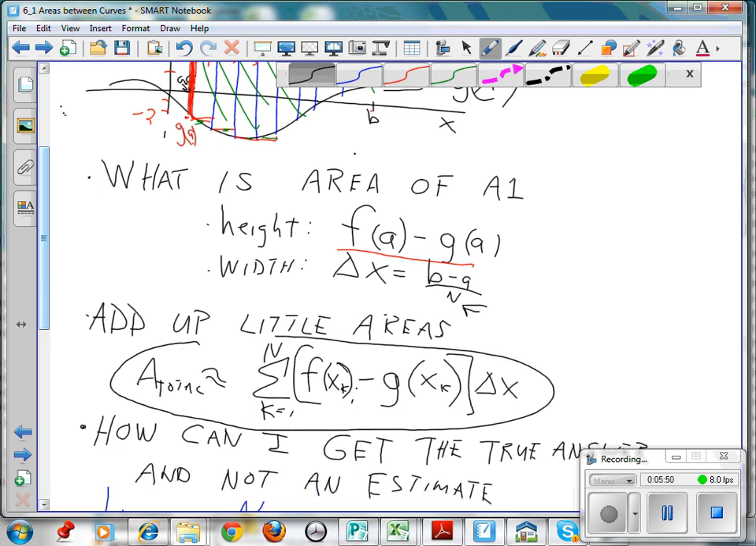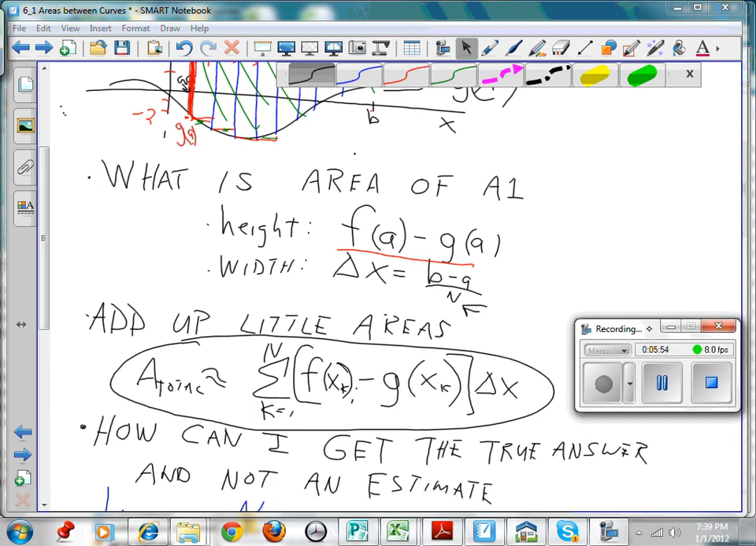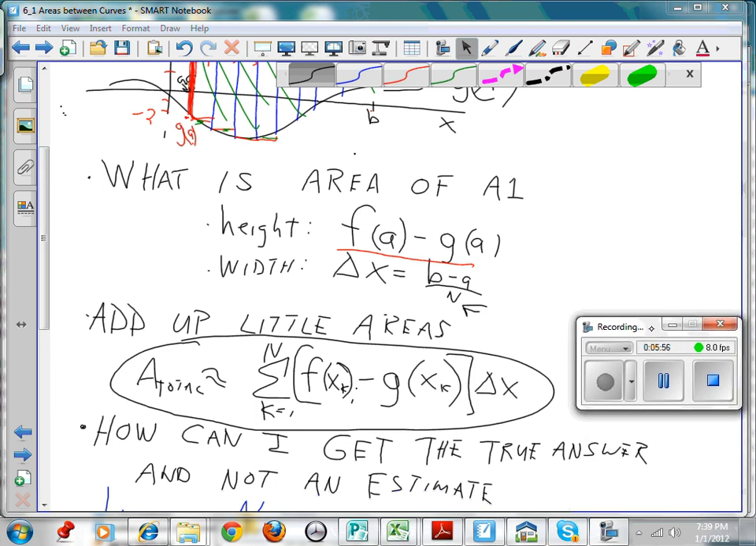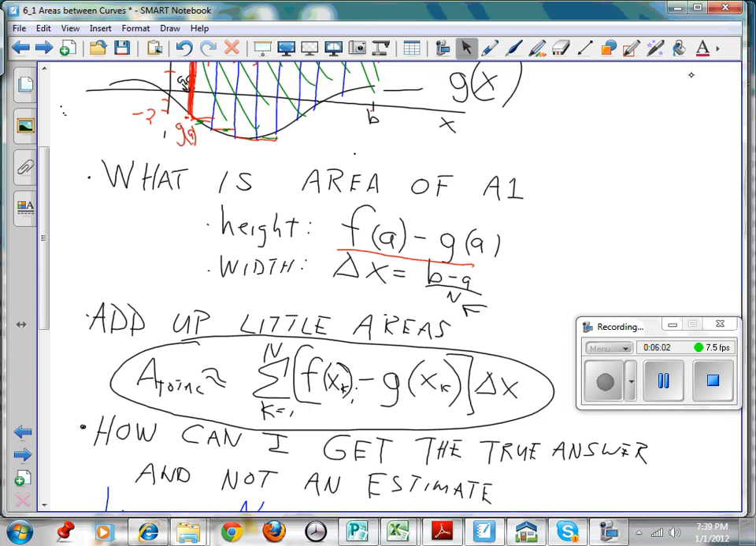And here I'm going to add up n of them. Now, how am I going to get the true answer? We've done this before, right? How do I get the real answer? Well, the real answer, if you want to get more accurate, I want to do more rectangles. How many? Do I go to 100? Do I go to 1,000? Well, let's use our concept of a limit here.